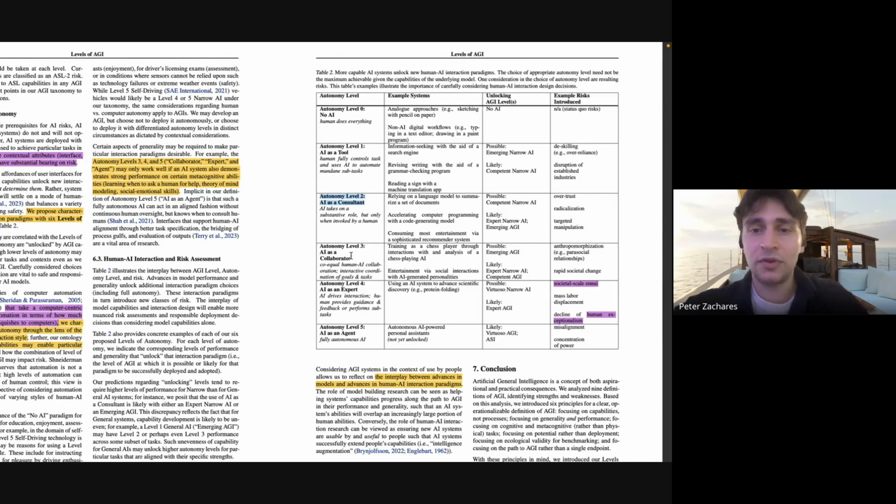And then the level 3 is AI as a collaborator. So co-equal human AI collaboration, interactively coordination of goals and tasks.